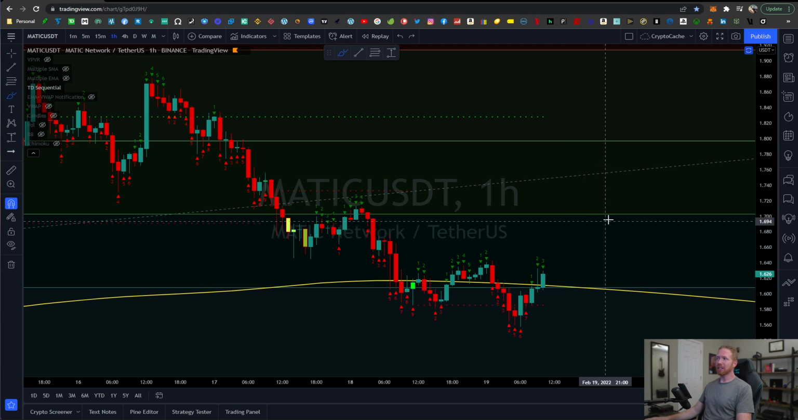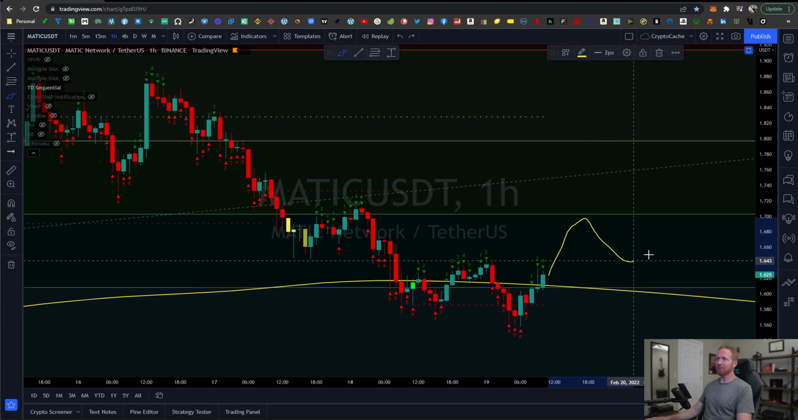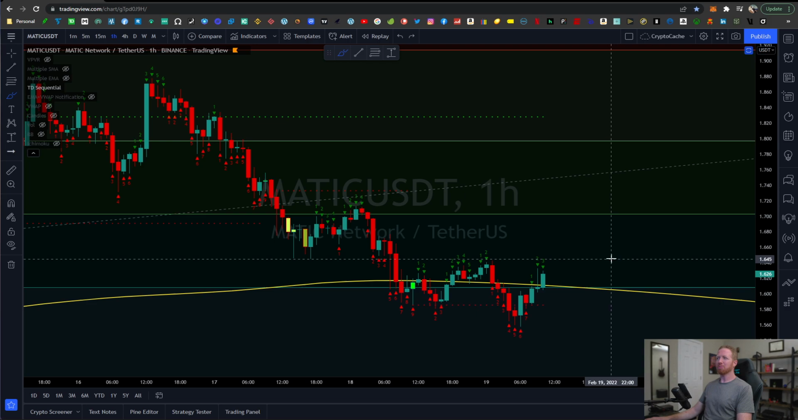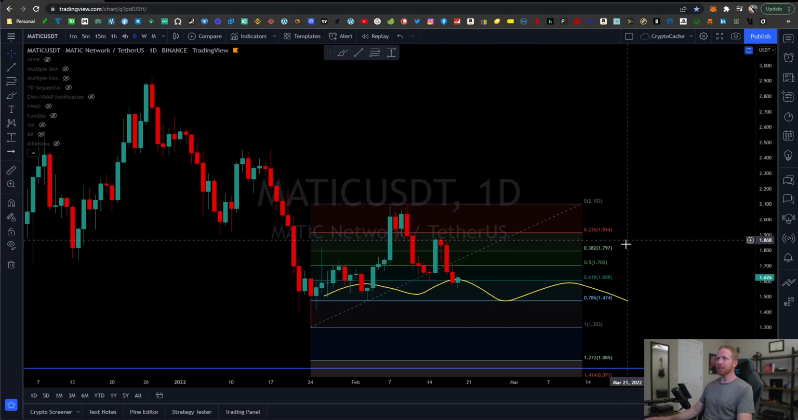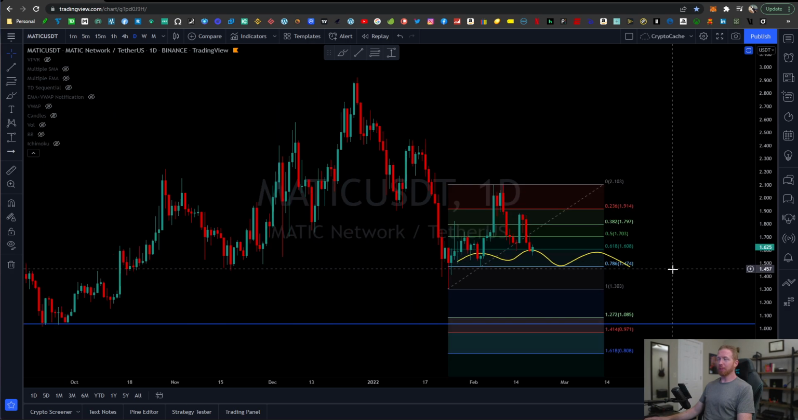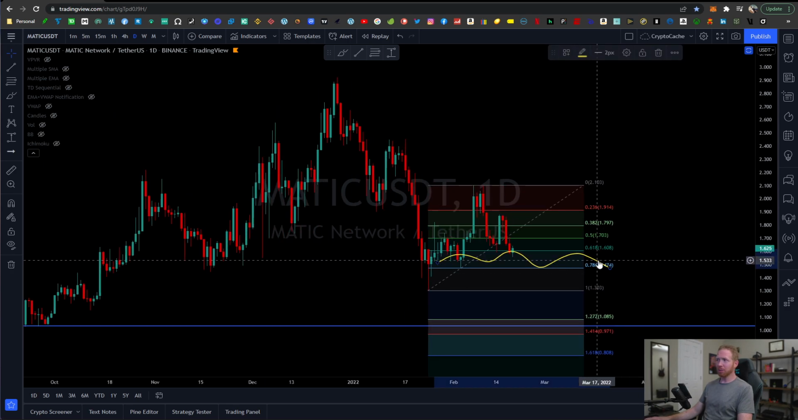So again, best case scenario, we come up to test 170 and kind of get rejected out. It's probably a best case scenario. In my personal opinion, I don't think we should expect Matic to shoot for the moon, so to speak. Now, regarding the moon, I guess, just touching on what could happen here, let's go with some dollar cost average targets and maybe some profit targets.